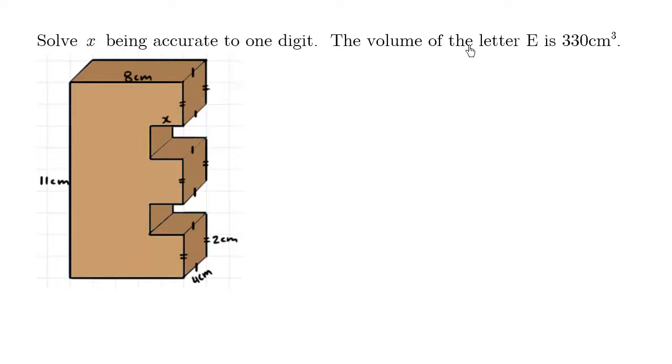So the key here is that the volume of this letter E is 330 centimeters cubed. So the volume of this funny shape is 330. So 330 is equal to the volume of the entire box minus the volume of the hollow parts. Following this pattern, we can solve many problems similar to this. So let's continue working here.